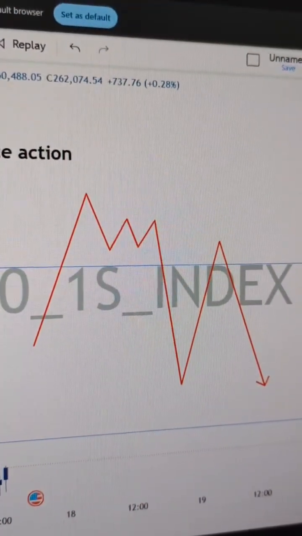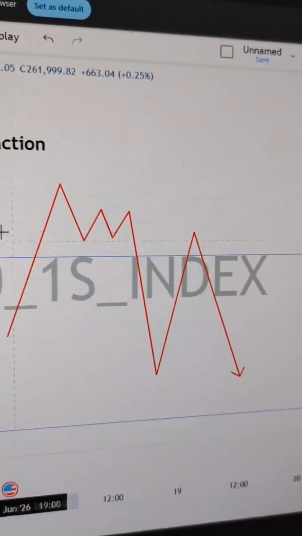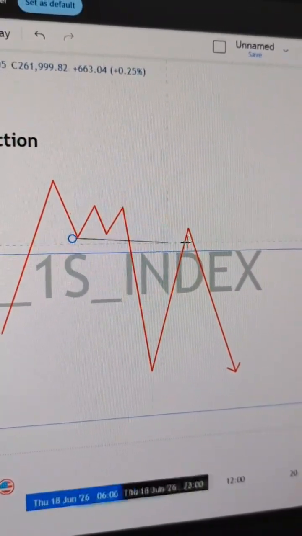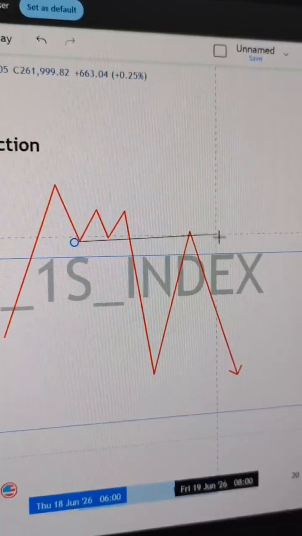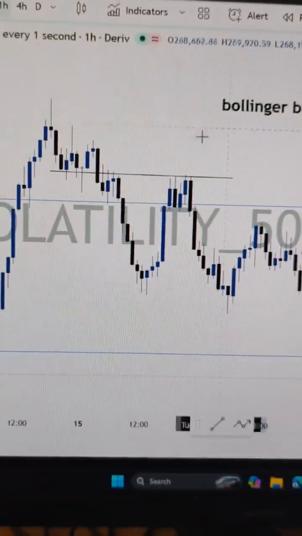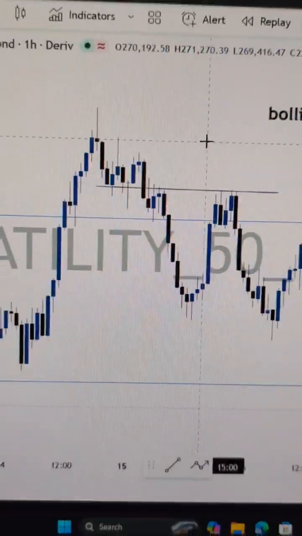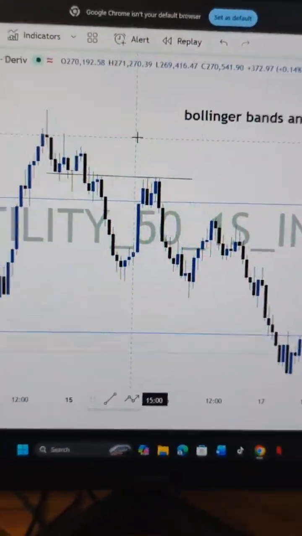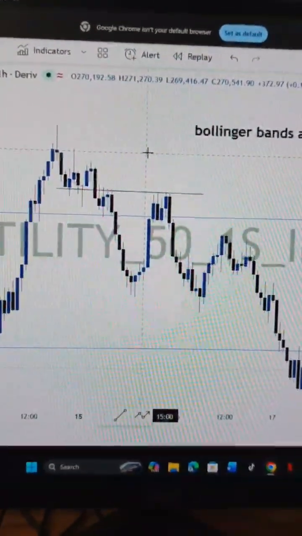So this should be your entry. Okay, this should be your entry. Are we together? Now let's come to the chart and see how we got that trade. Okay, now I'm looking at the H1. So this was a pin entry, a very good trade.